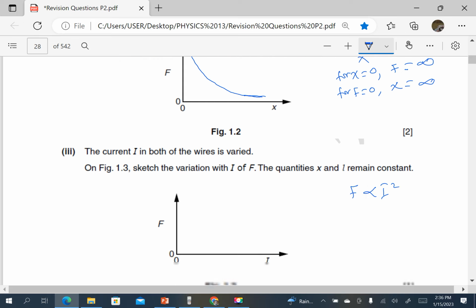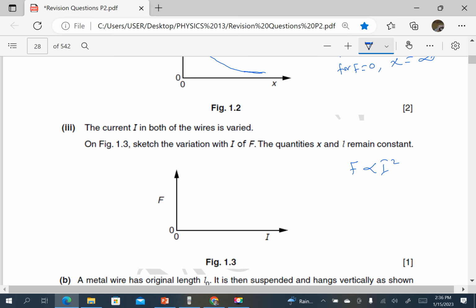F is directly proportional to I squared. Because I increases more rapidly, this is going to be a straight line, since as I increases, the square of I also increases. Therefore, the value of F increases. If it was I power 4, then this would be a curve, but this is going to be a straight line. It is going to be a straight line upwards.